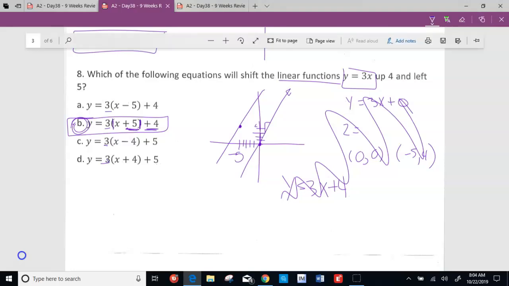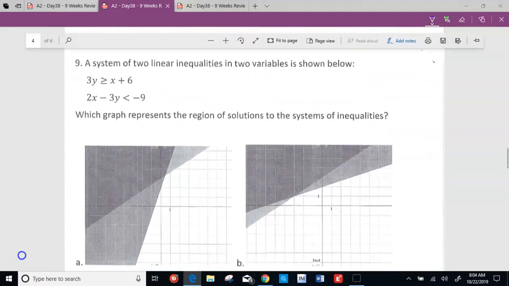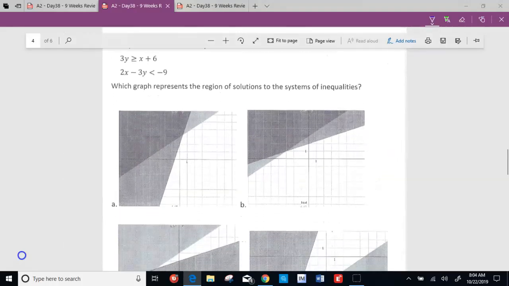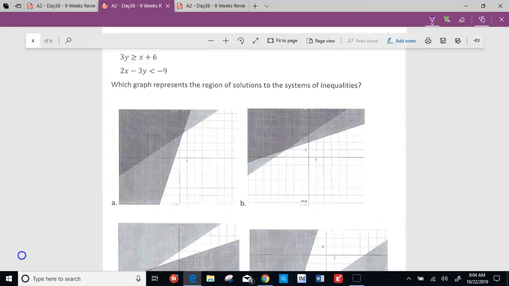All right, let's go ahead and move on with the rest of this review. Number 9, this one's a good one. What we have are 2 inequalities and they want us to match the graph. Best way to do that is to get them both into slope-intercept form.